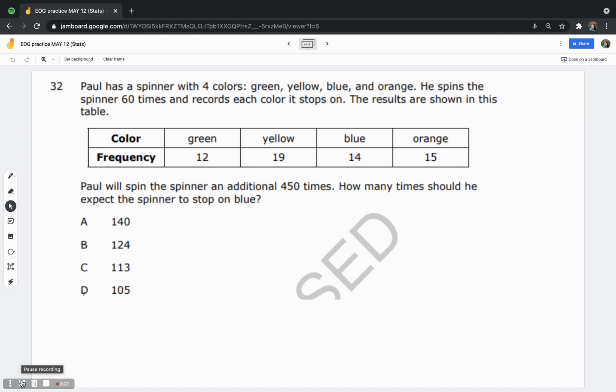So when he did the trial, he got blue 14 out of 60 times. We want to know if he spun the spinner 450 times, so that's going to be our whole, and then we are solving for our part. So remember, you can do this 2 ways. You can say to get from 60 to 450, I have to multiply by 7.5. So then you would do the same thing up top, and that's going to give us 105.